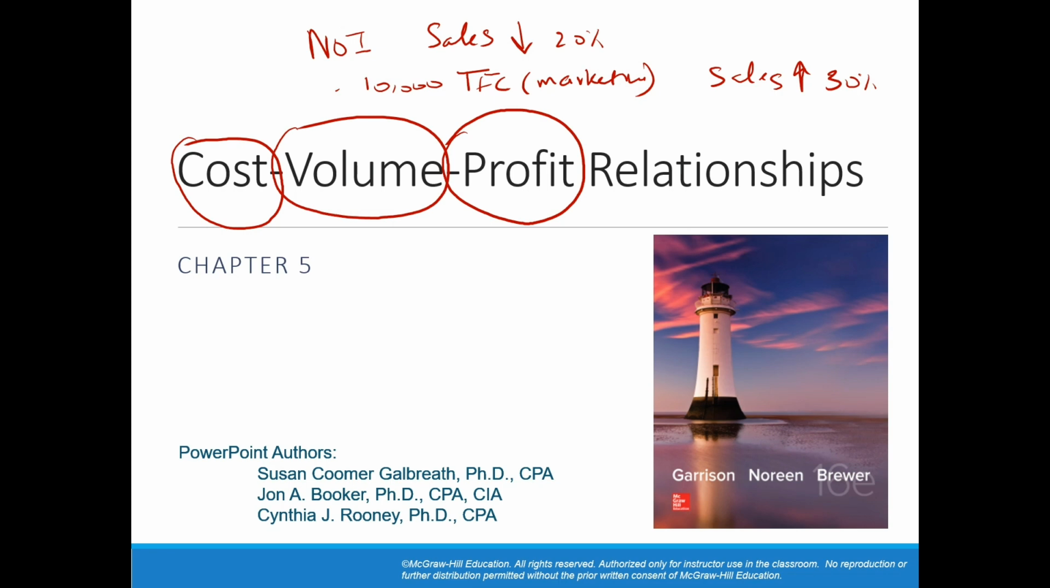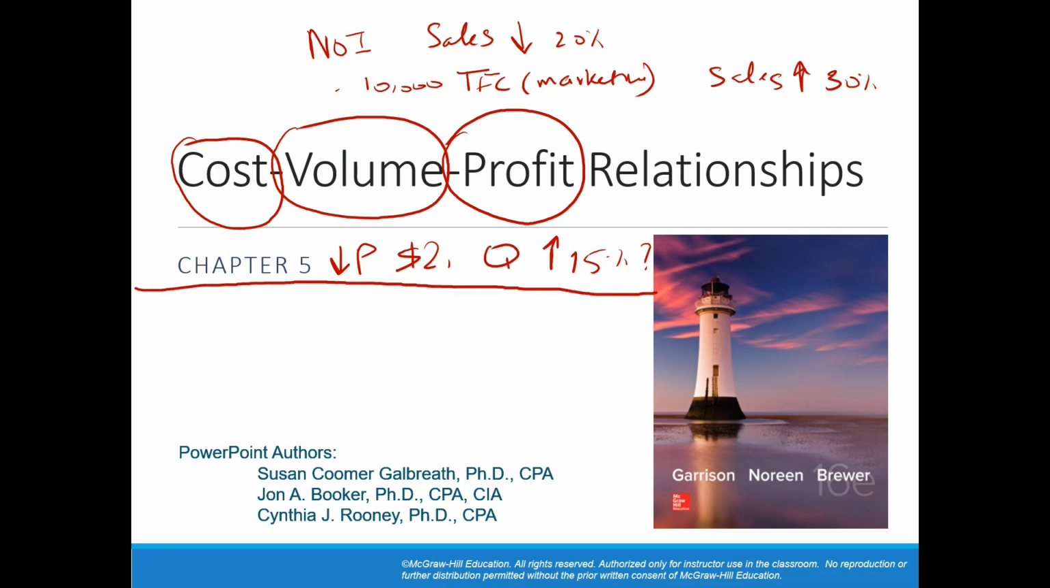Also, I'd be able to answer questions such as, should I decrease my price by $2, given that this is expected to increase my quantity sold by 15%, and so on and so forth. Several questions can be asked and answered in the CVP or cost volume profit relationship.